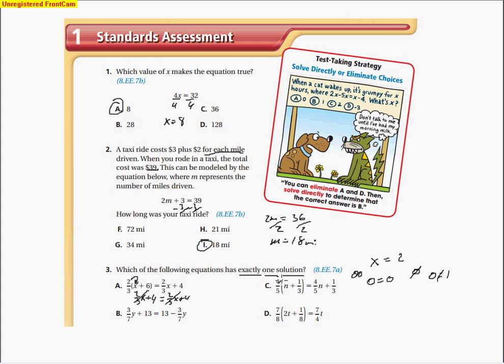See over here, if I distribute this, the 4/5 n will cancel out the 4/5 n. Over here, the 3/7 y, well, this one's not the same. It's a little bit different. You see how if I add 3/7 y to both sides, I end up with a 6/7 y, and that will give me one solution. See, I'll have to subtract the 13, which will make 0, so y is 0, and that is one solution. So it looks like B is going to be the answer.